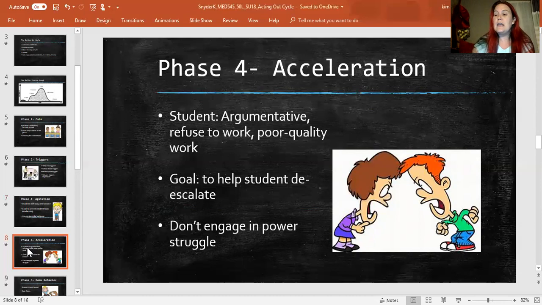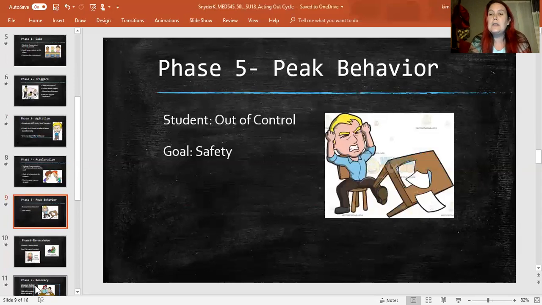If this phase continues, you will see the peak behavior. The 5th phase in the acting out cycle is peak behavior. This is the most unpredictable phase where you will encounter the most severe behaviors. At this point, the student is considered out of control and may be physically violent towards others or property.